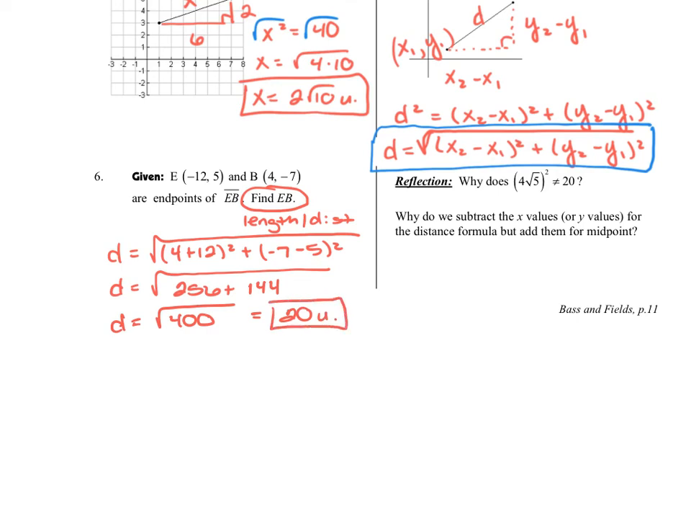Okay. So that's all that we have on distance formula. I do have a reflection question here of a commonly missed question. I want you to think about why the quantity 4 radical 5, squared, does not equal 20. And then think about why we're subtracting the x or the y values for the distance formula, but we add them for midpoint. Do a little compare and contrast.